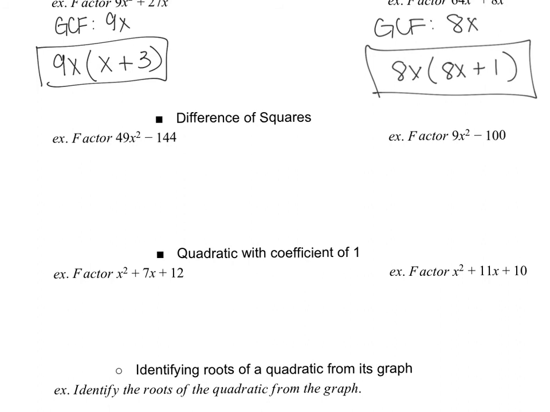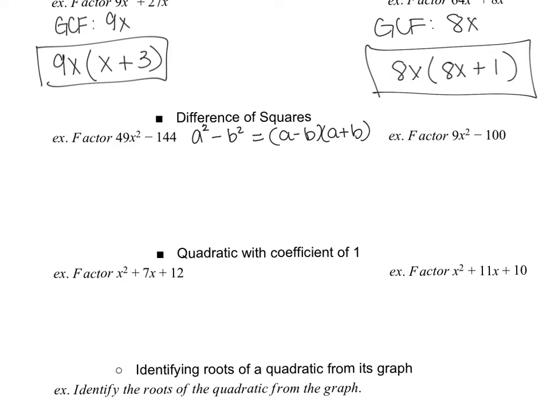So next we want to look at factoring difference of squares. So difference of squares are the special case where we have a squared minus b squared, and it factors as a minus b times a plus b. So both of our terms are perfect squares and they're being subtracted. So our first example is 49x squared minus 144.